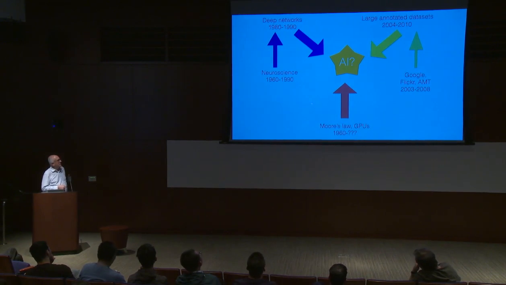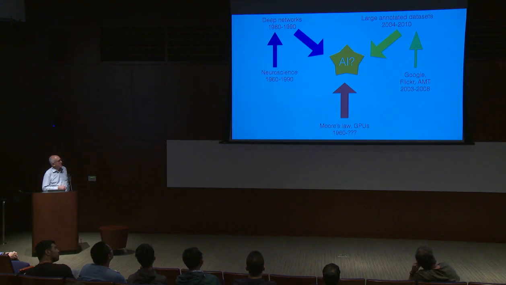We've got here through three paths that have collided with each other at some point in time. From neuroscience, we got the idea of deep networks, Fukushima, Yann LeCun, in the late 80s. And at some point, it became possible to use them on very large annotated data sets because the web made lots of data available, and Amazon came out with Amazon Mechanical Turk that allowed us to annotate the data sets.